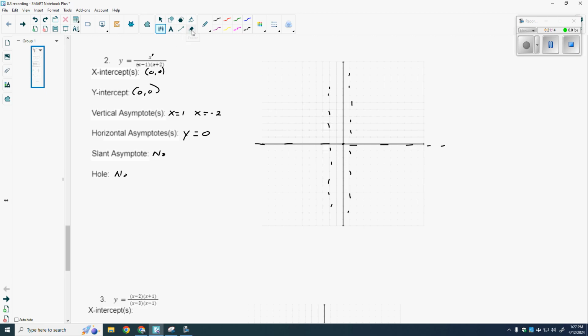On this one, I'm not going to plot points like I did on the other one. All I'm going to do is care about where it's at. So I have 3 regions. I have 2 vertical asymptotes, so I have 1, 2, 3 different parts to my graph: a part of the graph over here, a part here, and a part here. And all 3 parts make up the graph of this rational function.